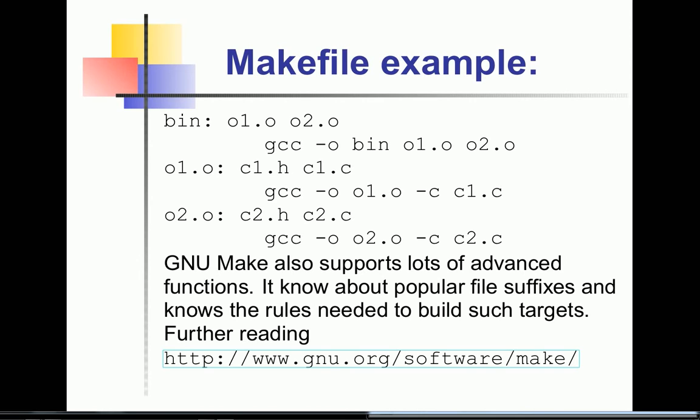After that, you can define how to get o1.o. You say that it depends on c1.h and c1.c, and you create o1.o by gcc -o, which means you output o1.o by compiling c1.c, and you do the same thing for o2.o. Also, GNU Make supports a lot of advanced features.